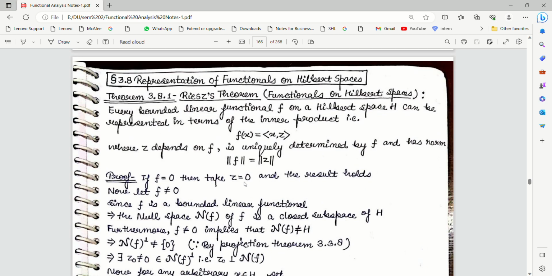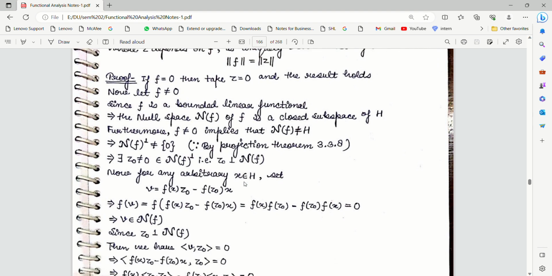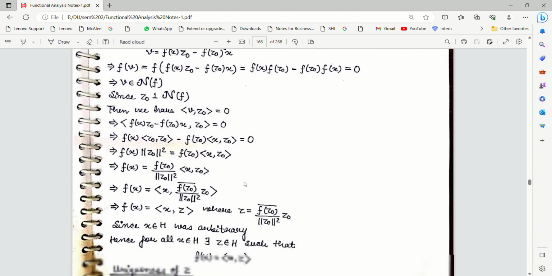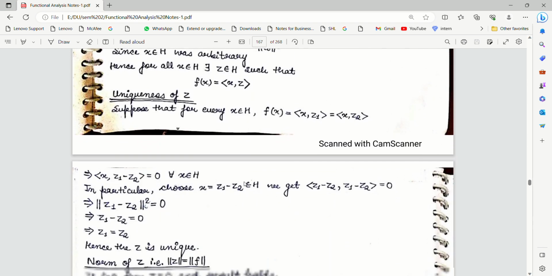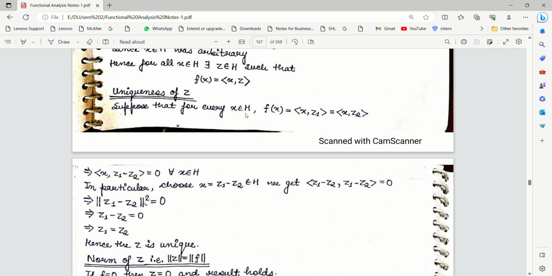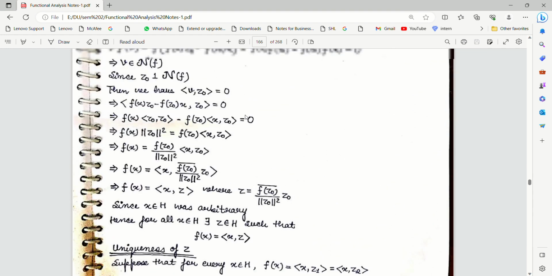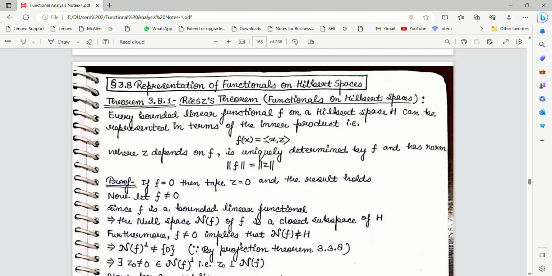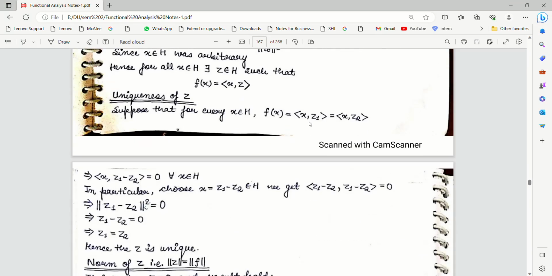First we will show that z is unique, and at the last that norm of f is equal to norm of z. For uniqueness, let us suppose that x belongs to H. Then by the definition we have f(x) is equal to inner product of x and z. So we have taken two elements z1 and z2. f(x) is equal to inner product of x comma z1 is equal to x comma z2. At the last we will show that z1 equals z2. This will prove the uniqueness of z.